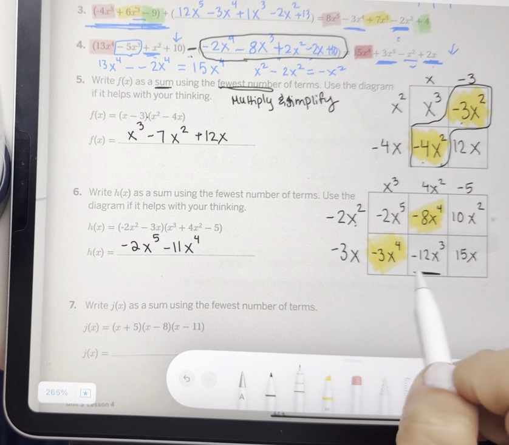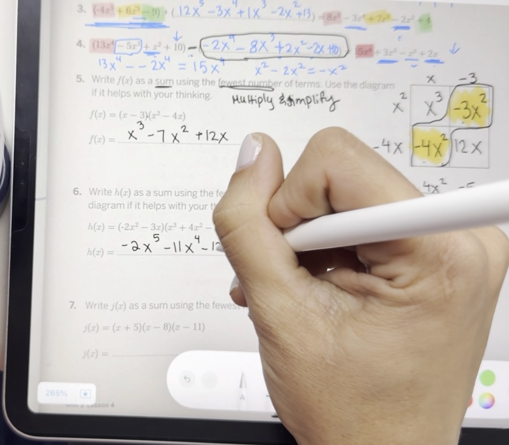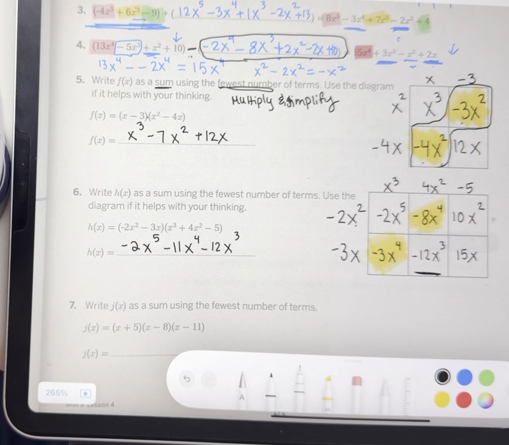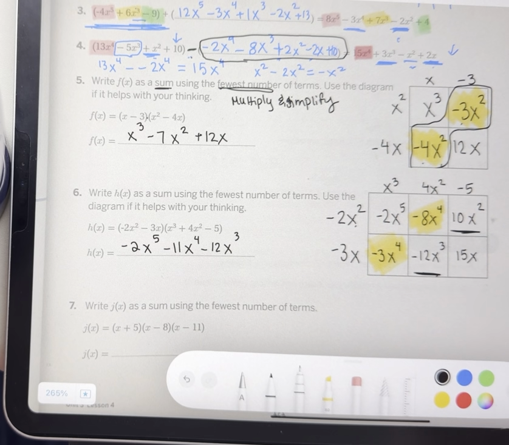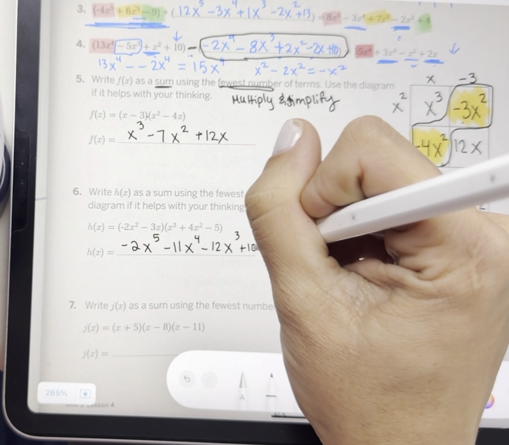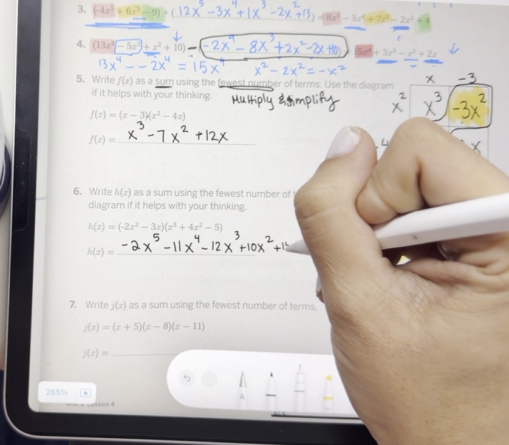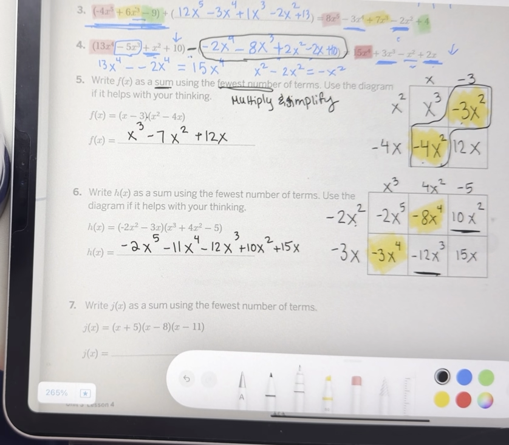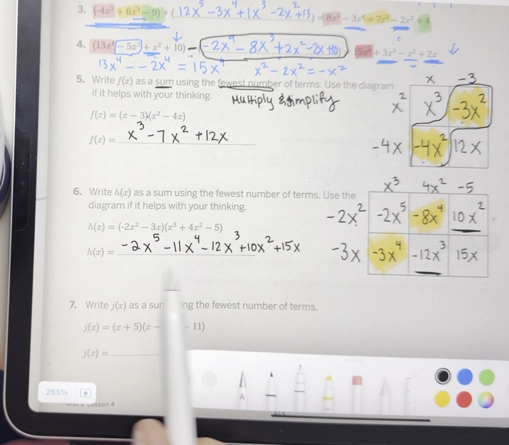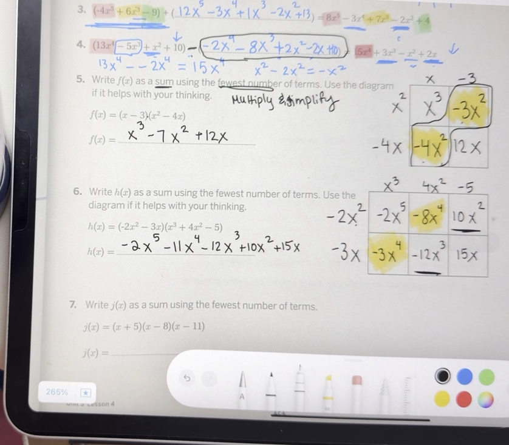And then I go to the x to the 3rd term. Then x squared. And then 15x. It's descending order. It's all the like terms combined. It's beautiful. It's ginormous, but it's beautiful.